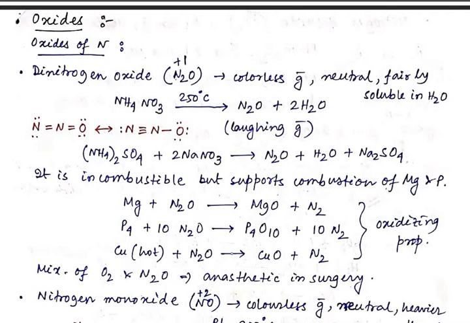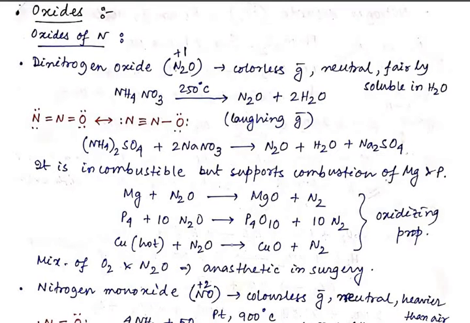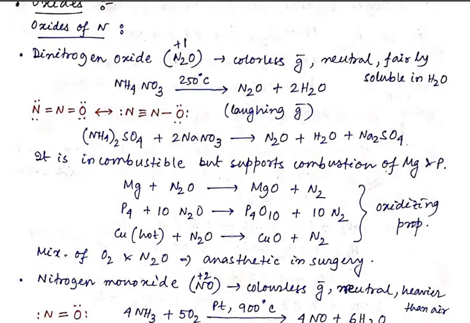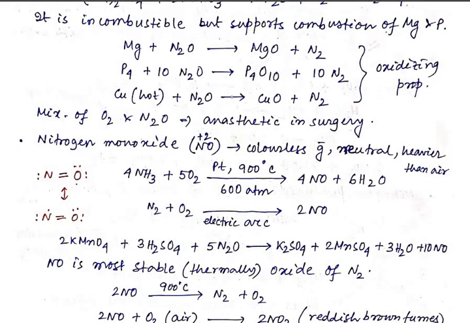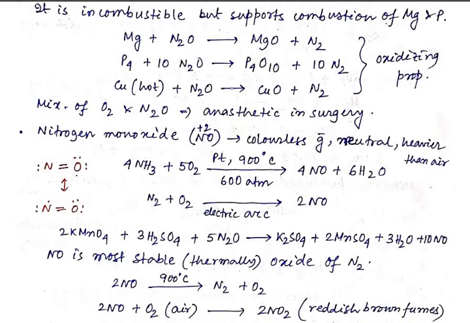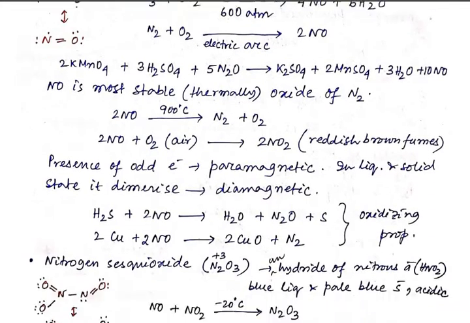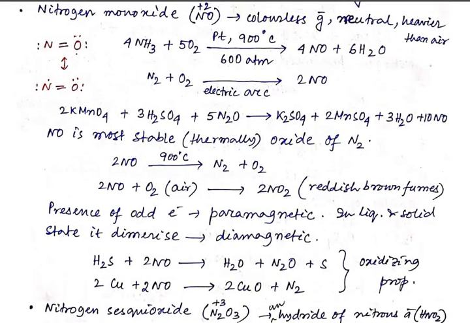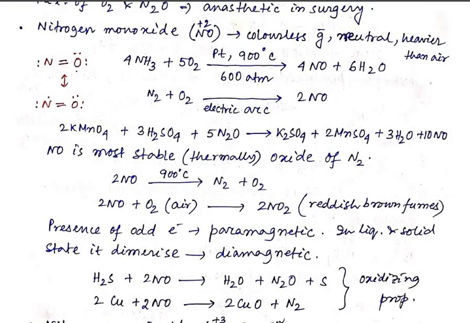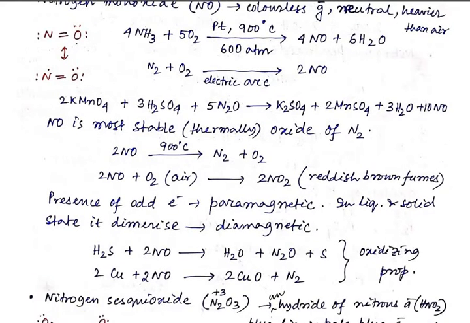So how can we synthesize that nitrous oxide? That is also known as the laughing gas. And what are the applications of that laughing gas? These things we have already seen. Next we had seen the nitric oxide, that is NO, also known as nitrogen monoxide, and how can we synthesize that nitric oxide, and what are the reactions we had seen in our last class, these things.